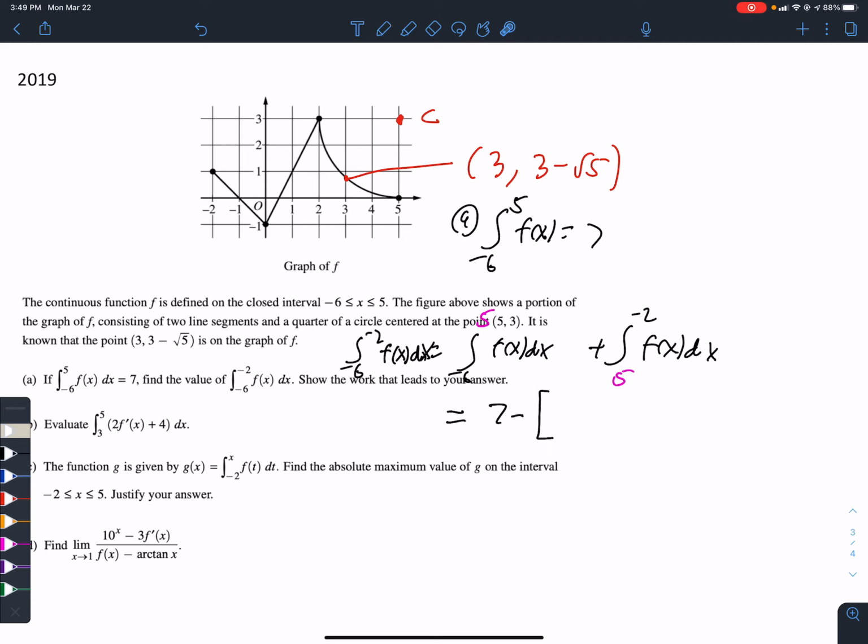So first, to get the area of this, I'm going to take a square, which is, how wide is it? It's 1, 2, 3 by 1, 2, 3. So that's going to be 9. And I'm going to subtract the area of a quarter circle. So the radius is 1, 2, 3. So it's pi r squared. Pi r squared divided by 4, because it's 1/4 of a circle. So that's the area of this piece.